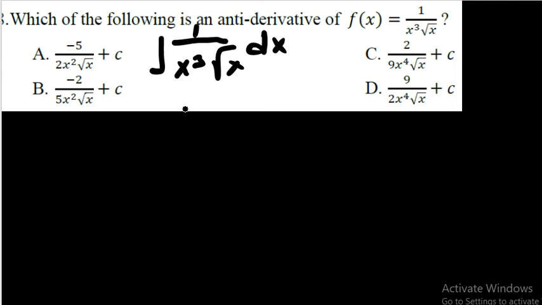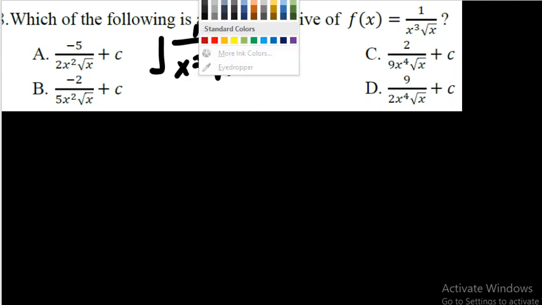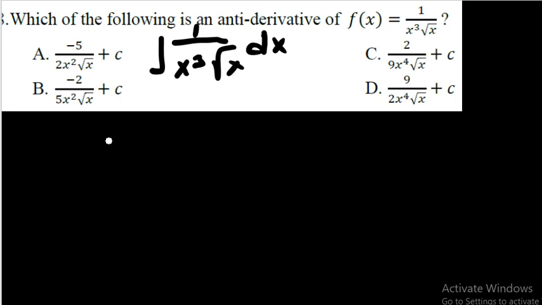Again, the next question, it is antiderivative means integral. So we are expected to integrate it. What does it say? We are looking for the integral of 1 over x cubed square root of x. This is what we are looking for because it says antiderivative means integral dx. Therefore, what I can do, I have to simplify the denominator.